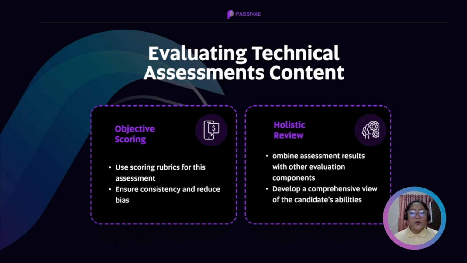Number two, holistic reviews. While scoring rubrics are essential for objective evaluation, it is also important to take a holistic approach. Combine results of your technical assessments with other evaluation components, such as interviews and references, to develop a comprehensive view of the candidate's abilities.